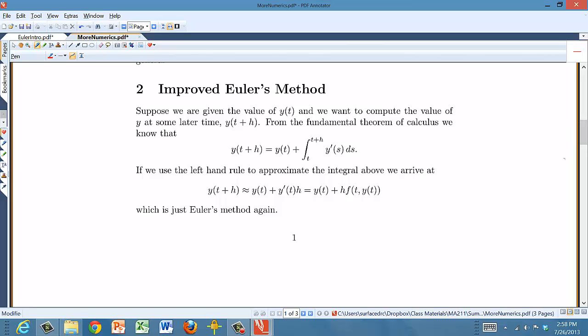So just like before, I'm going to assume we know the value of y at some time, and I'd like to compute the value of y at some later time t plus h. So I want to take a step of length h and approximate y at that time. Let's see. The fundamental theorem of calculus says that y at time t plus h is just y at t plus the integral from the start time t to the later time t plus h of y prime. Okay, that's what it says.